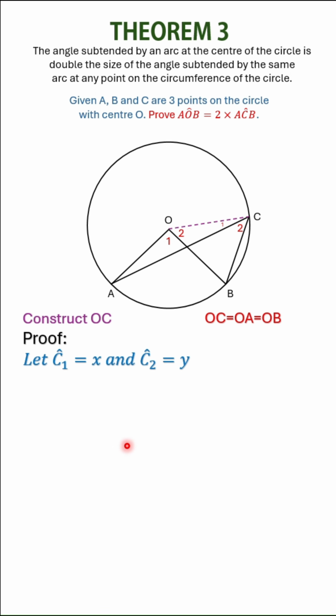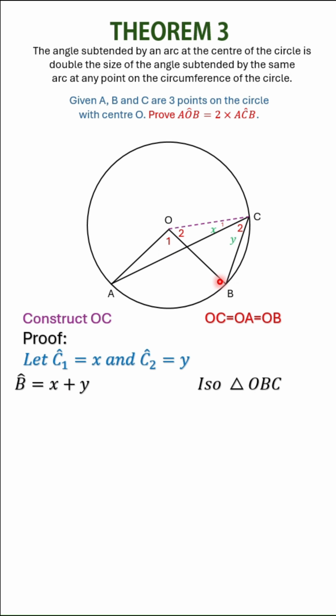So now we are going to let C1 be x and C2 be y to simplify the proof. So if we have the angle of C2 as y, if we can find the angle of O1, we should be able to prove that this angle at the center is twice the angle at the circumference.